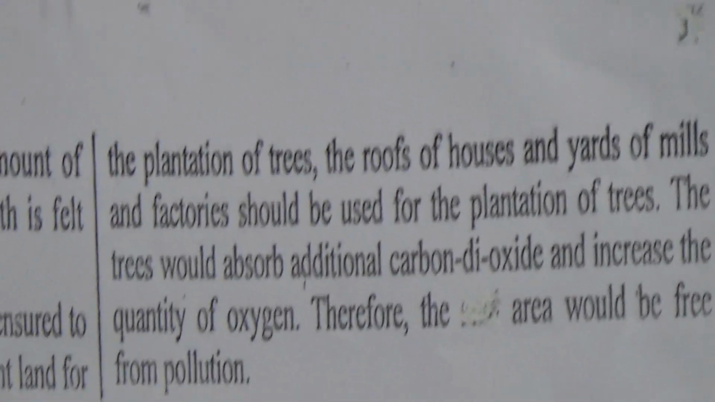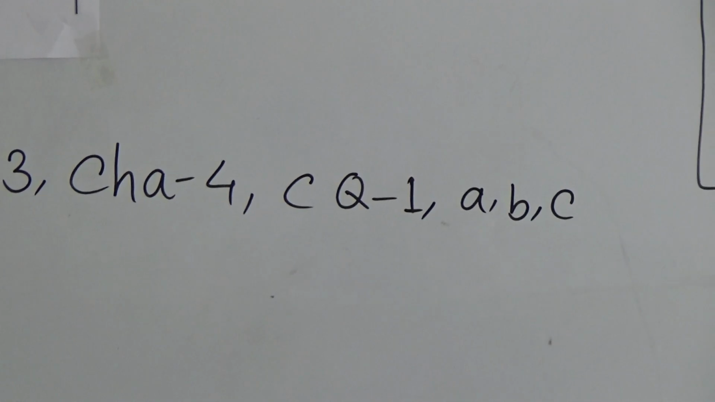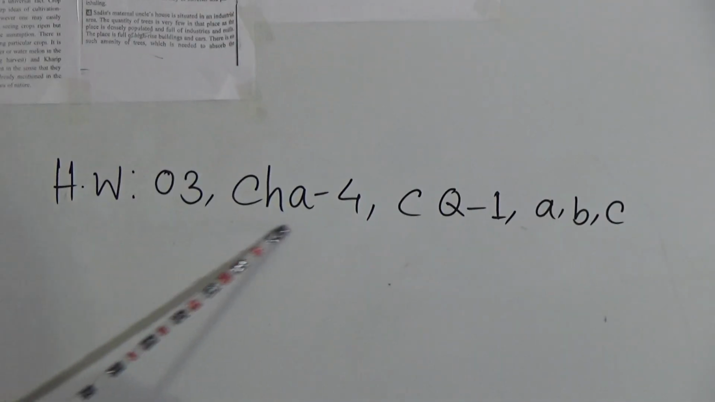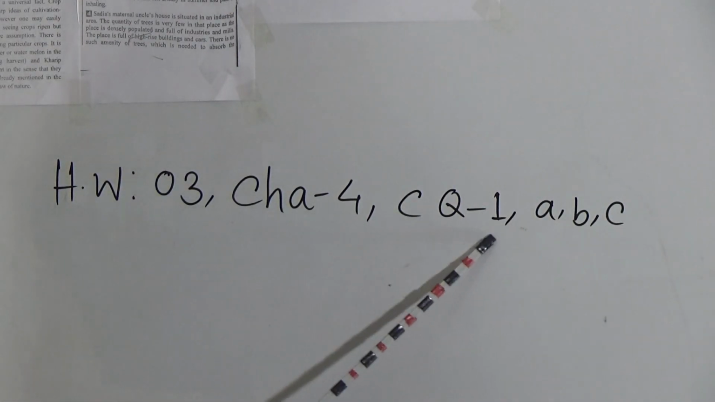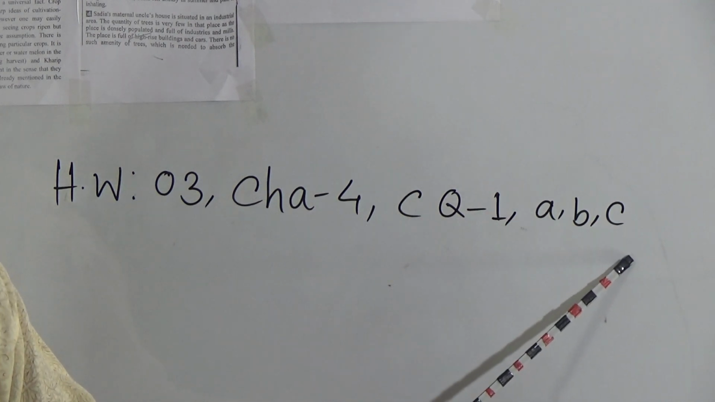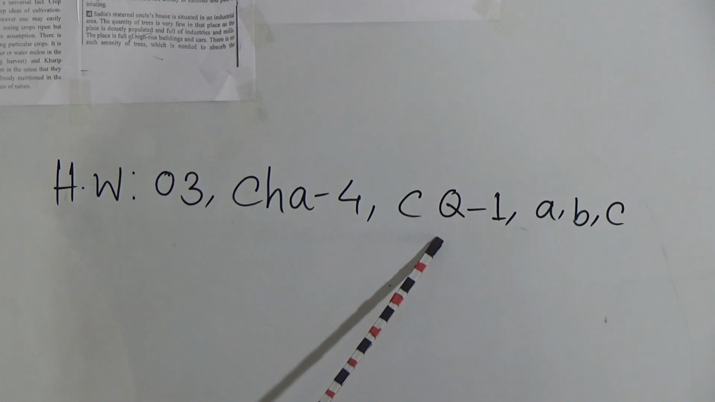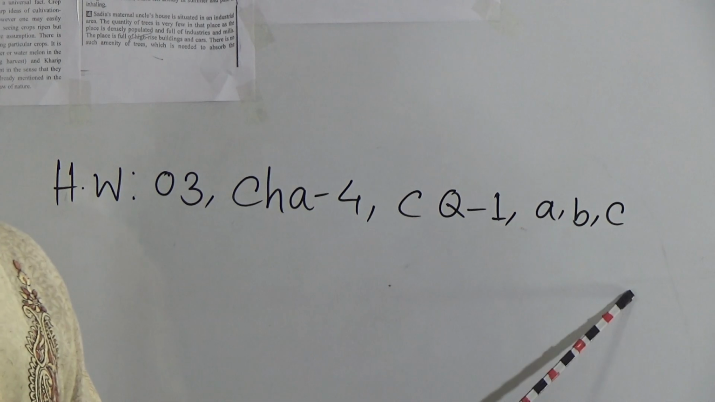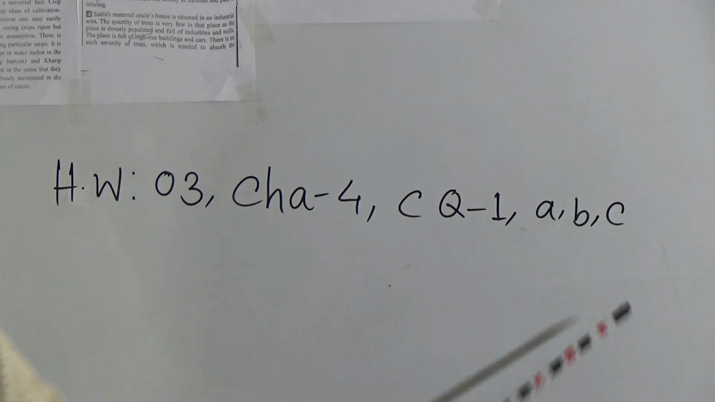This is the answer. So look, our last item is homework. This is our third homework, and look, in chapter 4 you will do CQ-1 A, B, C. From question number 1 you will write only A, B, C. This is your homework, third number homework.